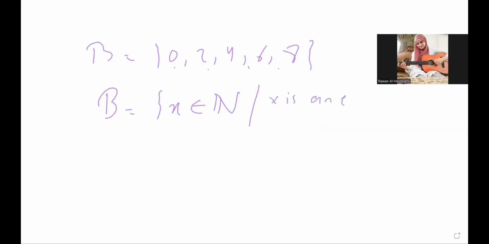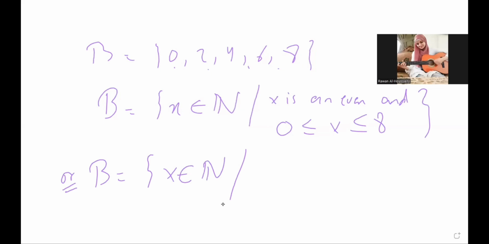Is it enough? Of course not. Why? Because for example I have 10, it's an even number but it doesn't exist in the set B. And 12 is an even number for example, but it also doesn't exist in B. So we have to specify that x is between two numbers which are 0 and 8. So x between 0 and 8. Or I can write it another way for the set B. We have x belongs to N.